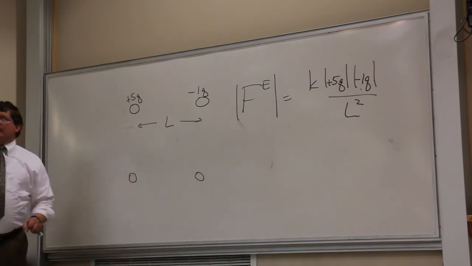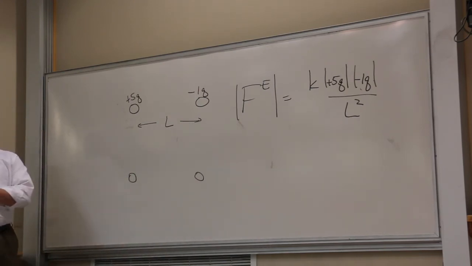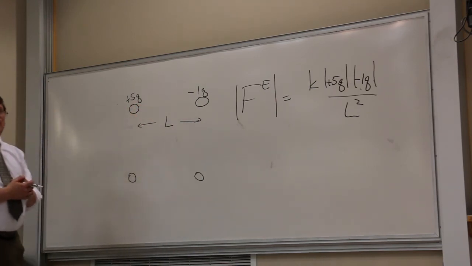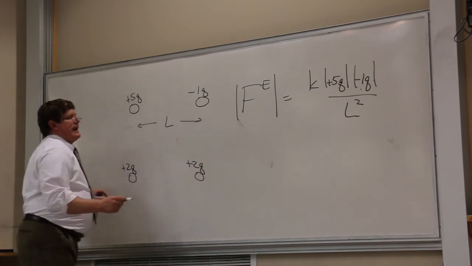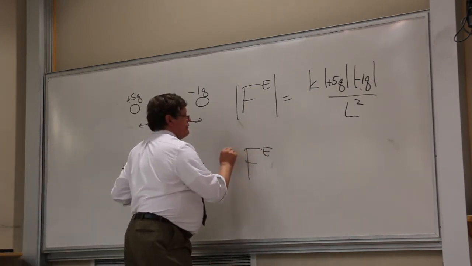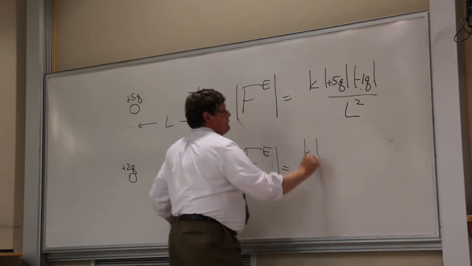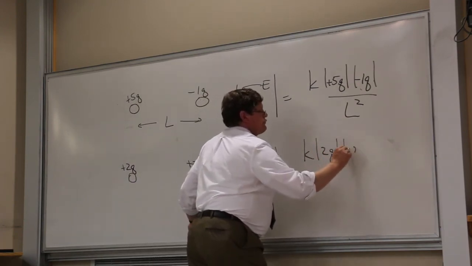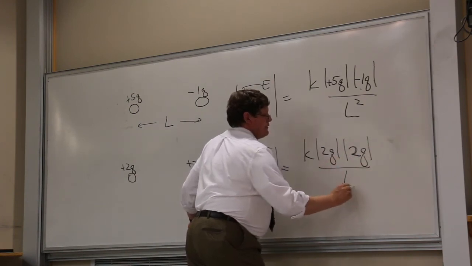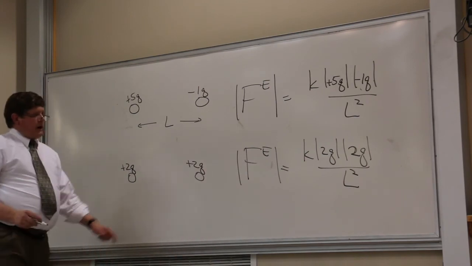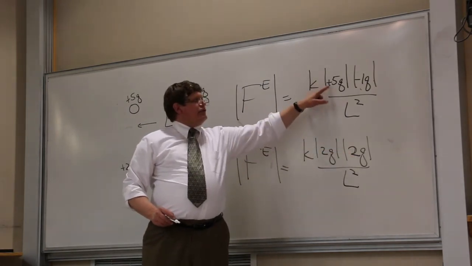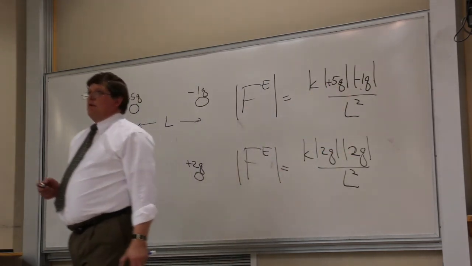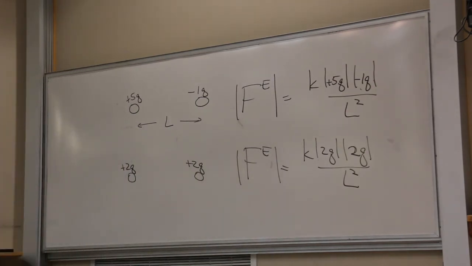Now if I bring those together and touch them, the fact that they're identical and the fact that they're metal means they're going to share the charge evenly. I have a total charge of plus 4Q, so that means they're going to end up with plus 2Q and plus 2Q. And now the magnitude of that force is going to be K times 2Q times 2Q over the distance squared. Now what we want is the ratio of this to that. Well, this is 2 times 2, or 4, and this is 5 times 1, or 5. So that's going to be a ratio of 4 to 5. So the answer is B.